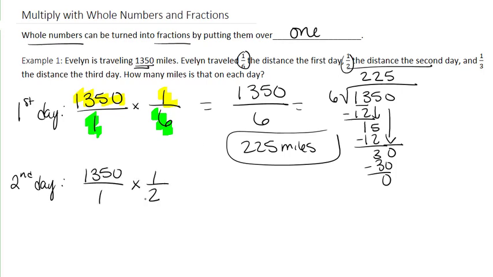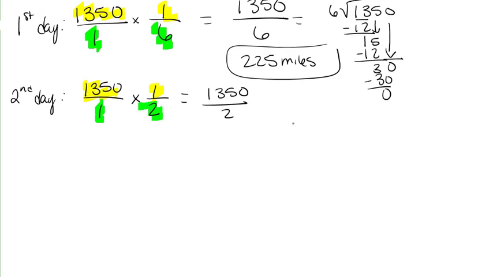So now we have 1/2. So then we just multiply once again the top numbers, and then we'll multiply the bottom numbers. So we get 1,350 over 2. Now, 2 can go into 1,350 how many times? 2 can go into 13 6 times. Subtract, we get 1. Bring down the 5. 2 can go into 15 7 times. So we get 14. And then we subtract that. So we're left with 1.